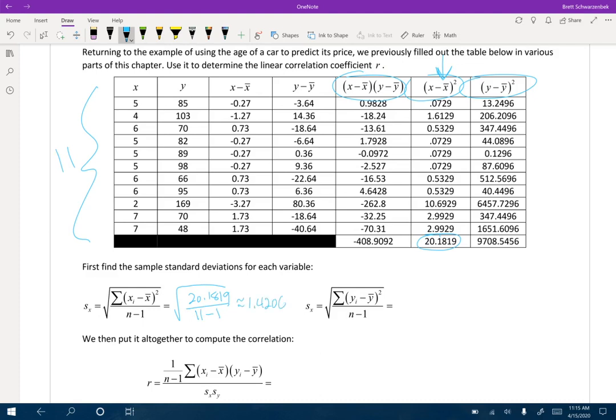So we'll keep that. This is Sy again. I had a cut-paste problem here, so make sure you change that. Again, we have to find the sum of the y minus y bars, which is now here. So we want this value. That's going to be the square root of 9708.5456 over 11 minus 1, which is going to give us approximately 31.1585.